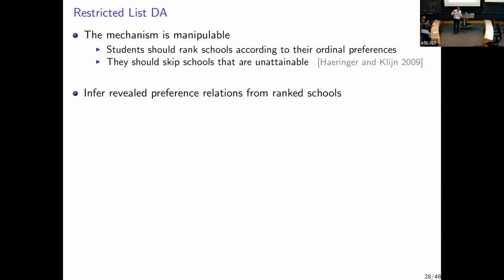Preference relationship from the schools that were ranked. So if I rank school A above school B, I prefer school A to school B. Now, if I didn't rank school C, I don't know if I prefer school C to school A or if I prefer school A to school C. I didn't rank school C, so I can't tell you off the bat how I rank C in comparison to A and B.